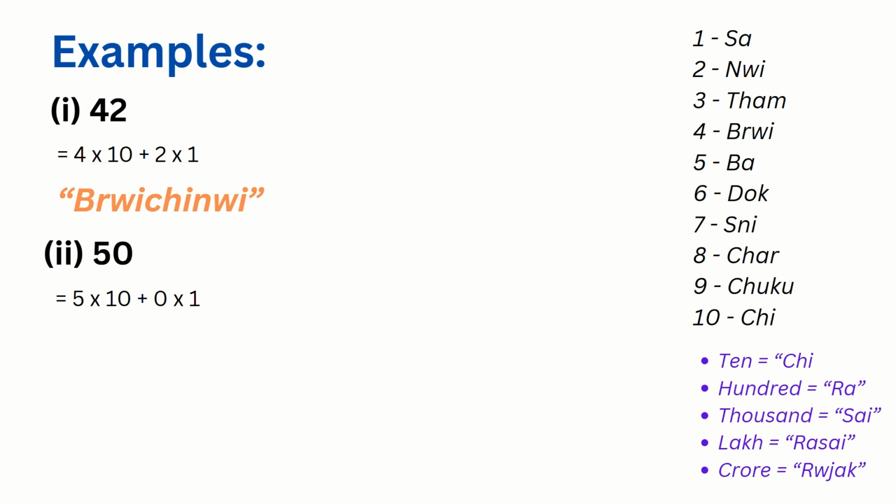So let's place the terms corresponding to these individual numbers. For 5 in Kokborok we say ba. So place ba, and for 10 we say chi. And if you see in the ones place, 0 into 1 is 0, so for 0 we do not need to put anything. Therefore we just have to concatenate these two terms to get the Kokborok word for 50. So in Kokborok, 50 is called bazi.